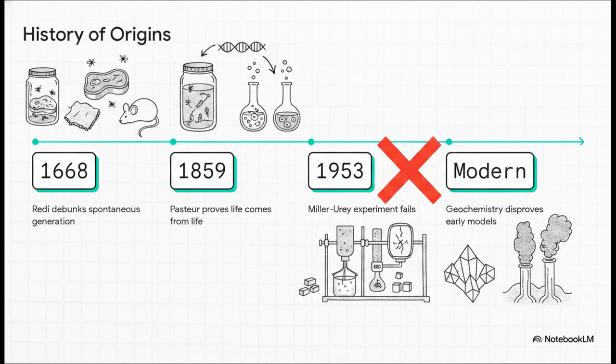For centuries, people actually believed life arose spontaneously, like they thought mice came from dirty rags or maggots just appeared on meat. Francesco Redi debunked that back in 1668, and Louis Pasteur definitively proved in 1859 that life only comes from life. Yet, fast forward to 1953. The famous Miller-Urey experiment tried to resurrect the whole idea by simulating early Earth to spark life's building blocks. You'll still find it in textbooks today, but modern geochemistry has shown us it was deeply, fundamentally flawed.